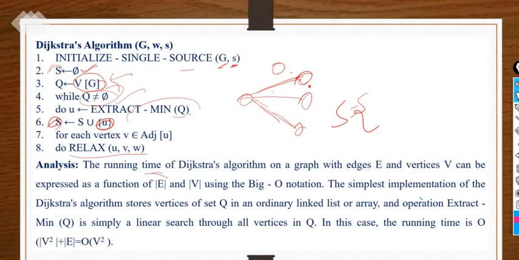What is the running time of the Dijkstra algorithm on a graph which consists of E edges and V vertices, expressed as a function of the number of edges and vertices? You can simply show this using the big O notation.